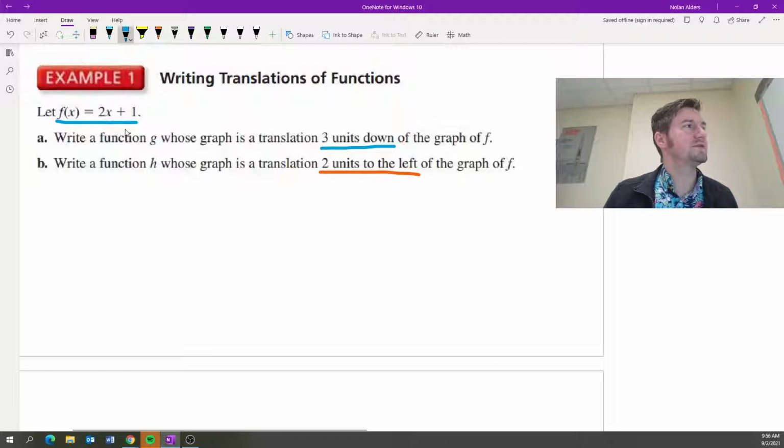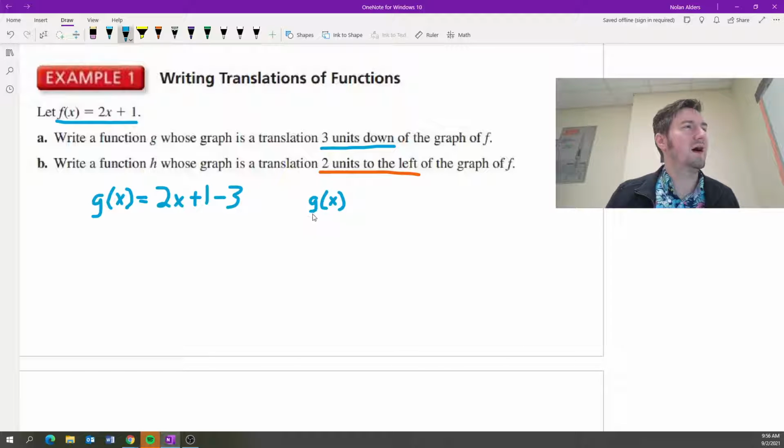All right, so let's start with the first one. We're starting with this function, 2x plus 1, and we want to move it down 3. So remember, when you move a function down, you will just add or subtract onto the end of the equation or function. So we'll have 2x plus 1, and then minus 3. Down 3 would be minus 3. Now, we can combine like terms here. 1 minus 3 is negative 2, so we can rewrite this just as g of x.